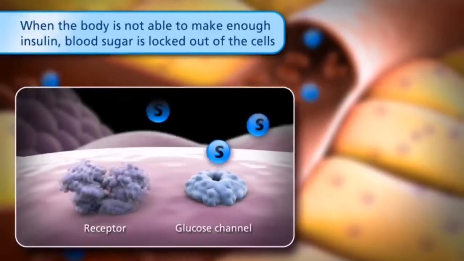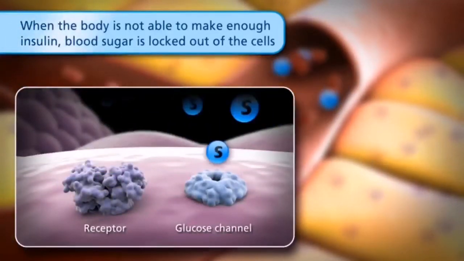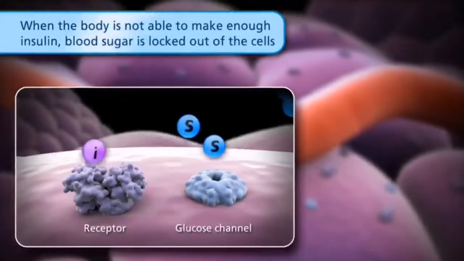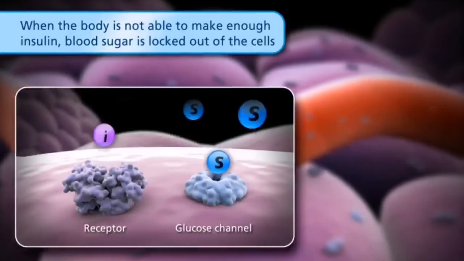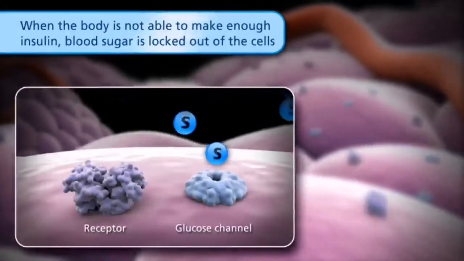Sometimes the locks change in shape. Then the insulin can no longer fit into them. Either way, blood sugar is locked out of the cell. It stays in the bloodstream and can become too high, causing hyperglycemia, which can lead to the symptoms of diabetes.